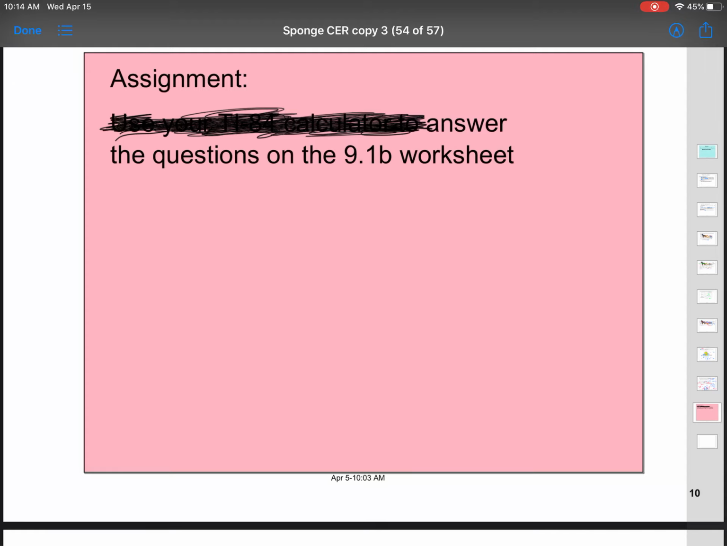So that concludes today's notes. You are to be working on 9.1b worksheet on standard deviation.